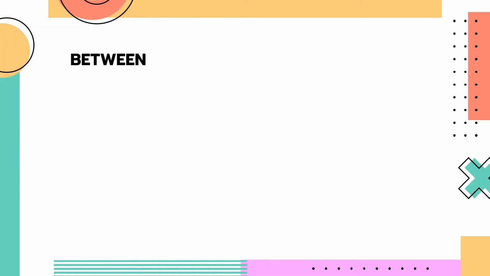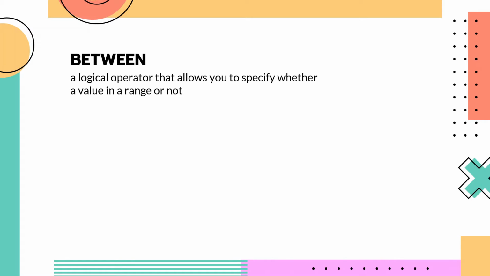And then we will discuss the BETWEEN operator. The BETWEEN operator is a logical operator that allows us to specify whether a value is in a range or not. It is often used in the WHERE clause of the SELECT, UPDATE, and DELETE statements. The following illustrates the syntax of the BETWEEN operator: expression, we can use NOT or not, and then BETWEEN, and then begin expression AND end expression.